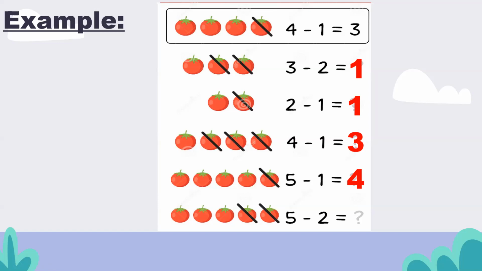Then I have 5 minus 2. Let's count from the smallest to the biggest. Which number is the smallest? It will be 2. After 2, 3, 4, 5. How many fingers do you open? Yes, 3 fingers. Very good.